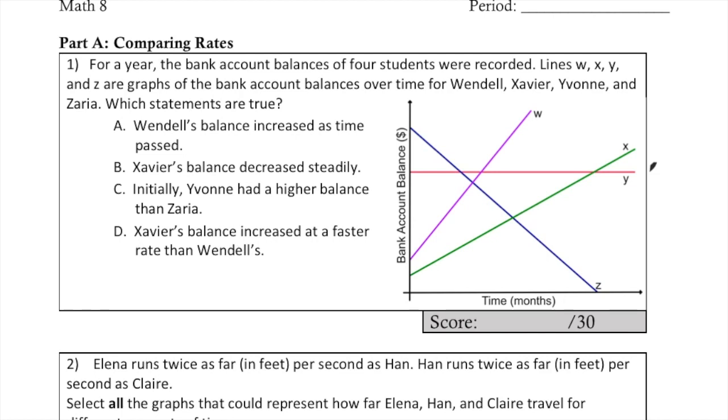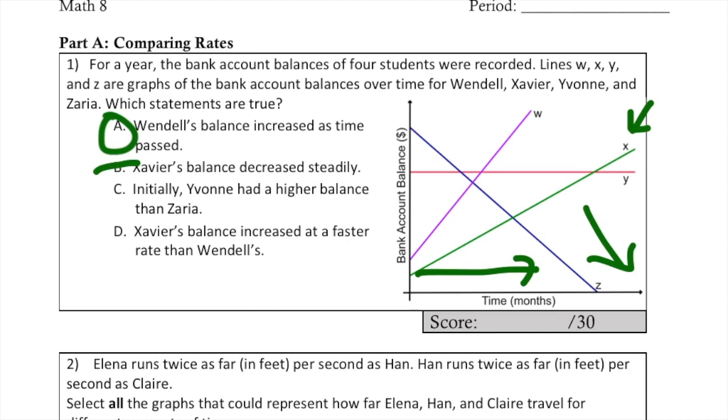So Wendell's balance, that's line W, increased as time passed. So as time goes on, Wendell's line is increasing. True. Okay, next we're going to look at Xavier's balance, and it says it decreased steadily. So that would mean that as time increases, the balance amount is decreasing. So that would be a downward slope or a negative slope. Is that true? No, so we can eliminate that.